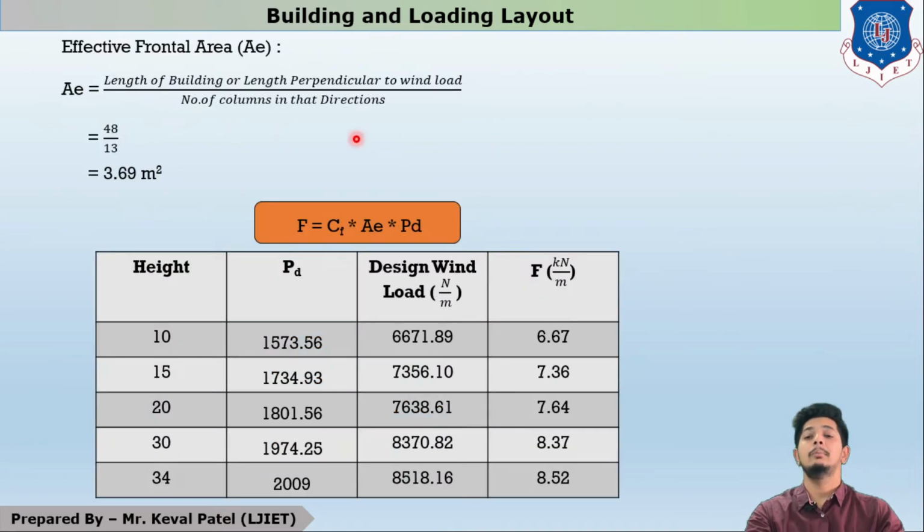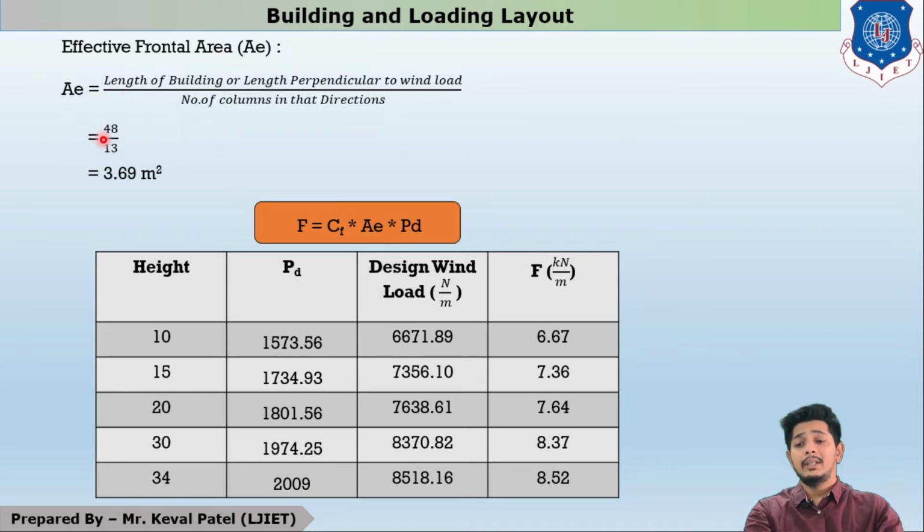After CF I will move to AE. What is AE? It is the effective frontal area. Some dimensions should be there, because it is the frontal area which is facing the wind. It is given by a formula: the length of the building perpendicular to the wind load divided by the total number of columns in that direction. So 48 by 13.